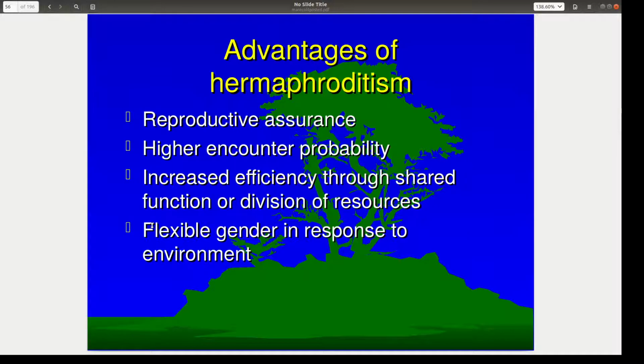Okay, and what are the advantages of hermaphroditism we can think of? Reproductive assurance.